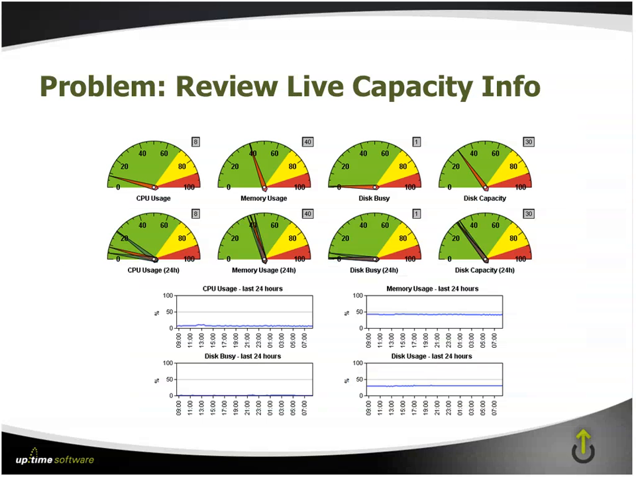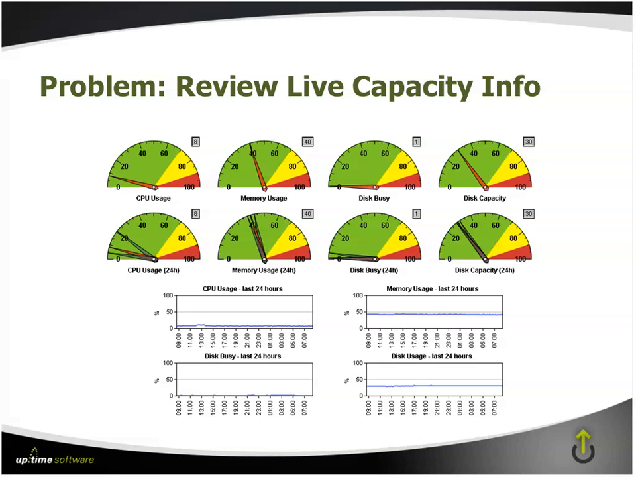And finally, we have one last screenshot here. Now, this is where Dave had mentioned that he needs to be able to see live capacity usage information. Right? So this is an example of that. This is something that he can put on his NOC screen, and he'll be able to see where they're at in terms of the capacity.